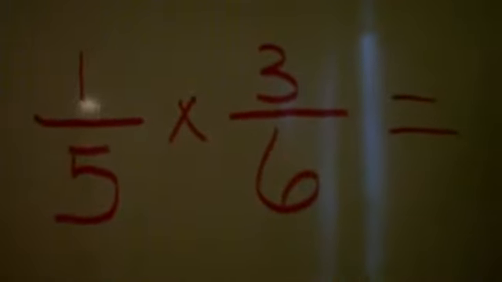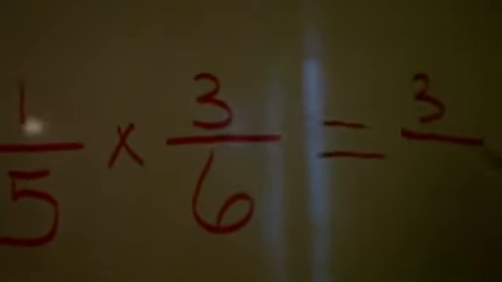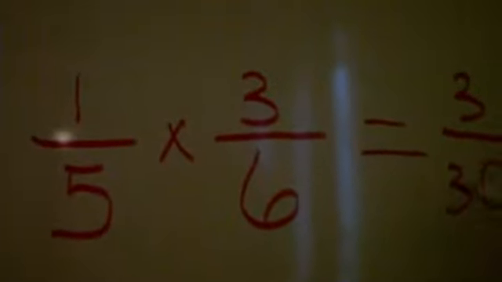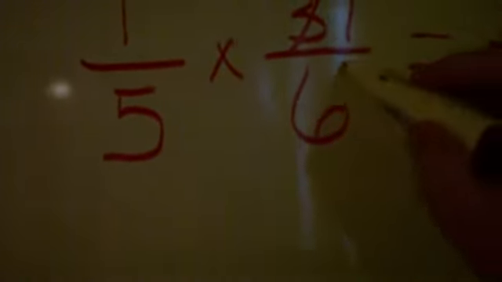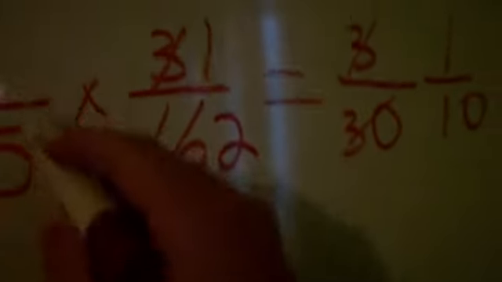Here we got 1/5 times 3/6. Well, you can just do 1 times 3 is 3. 5 times 6 is 30. Then you can reduce, 3 and 3. You got 1/10. Okay, you could have reduced from the get-go if you like. You could have gone 6 divided by 3, you get 2. See, you can check it, it's still the same. 1 times 1 is 1, 5 times 2 is 10, so you got 1/10.